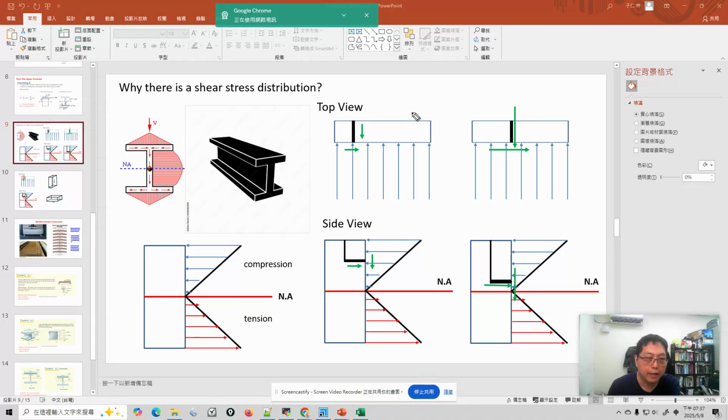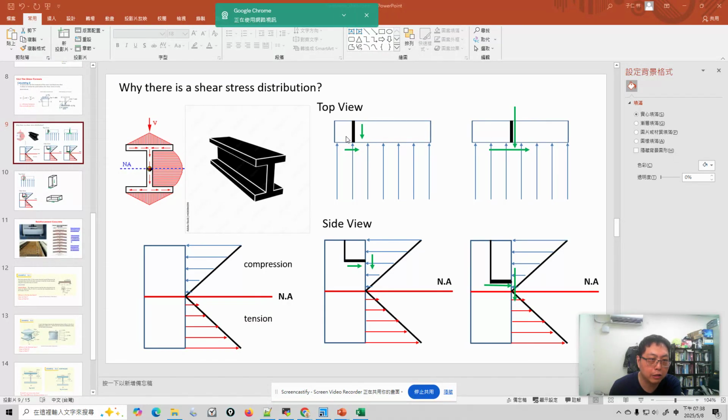And then I say the cross section area of these two shear forces is the same. So if you have larger shear force, you will have larger shear stress. Some people may wonder why I said the cross section area is the same for these two forces. It's hard to imagine.